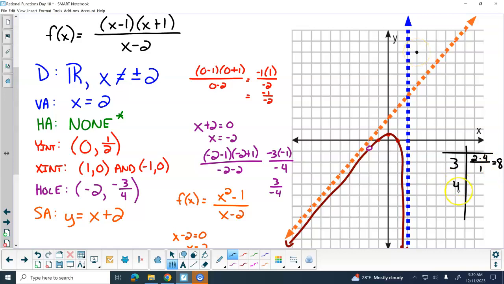Then let's go 4. 4 minus 1 is 3. 4 plus 1 is 5. 4 minus 2 is 2. That's 15 halves. That's 7.5. Then let's go 5. 4, 6, and 3 is 8 again. Do we have enough? Yeah, I would think we'd have enough.